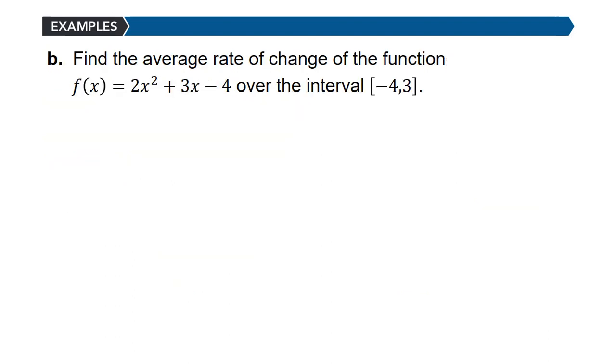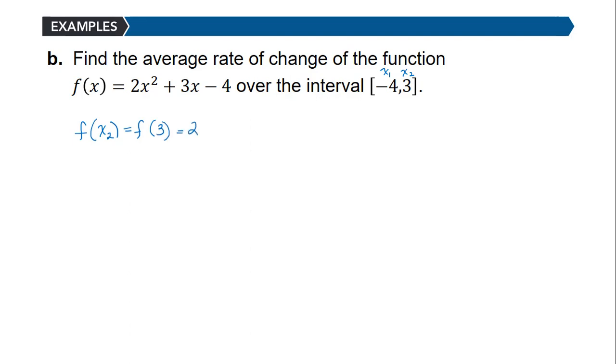Now we want to find the average rate of change of the function f of x equals 2x squared plus 3x minus 4 over the interval -4 to 3. Again, -4 to 3 represents our values of x. So this is our x sub 1 and our x sub 2. To find the average rate of change, we need to know the y values for each of these x values. So we need to find f of x sub 2, which would be f of 3.